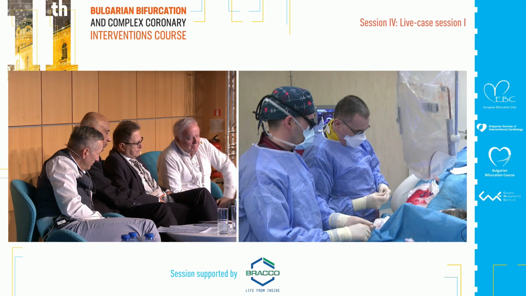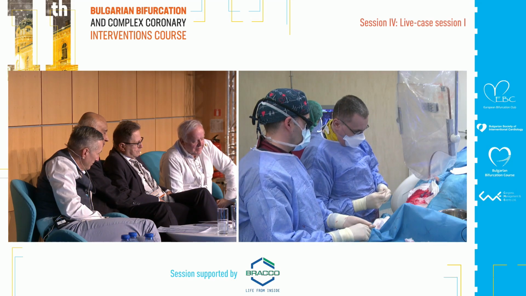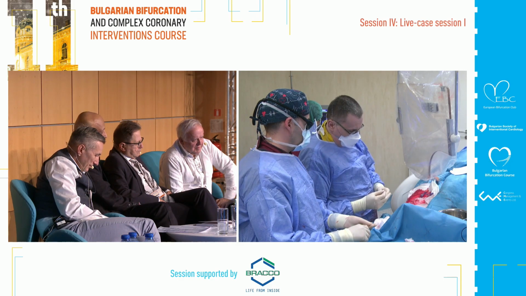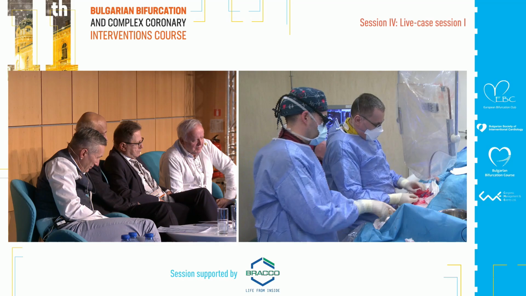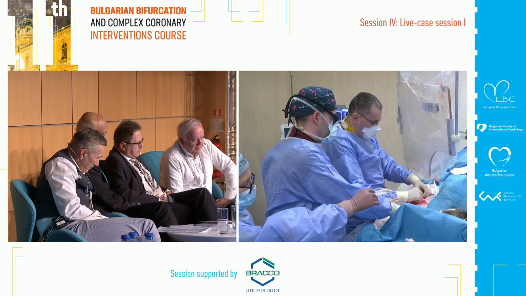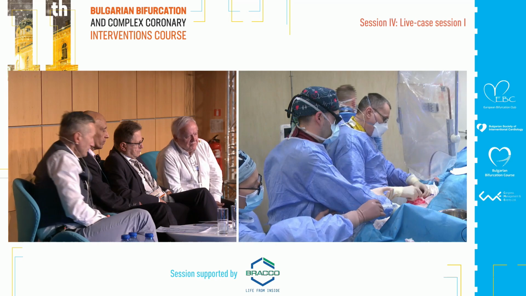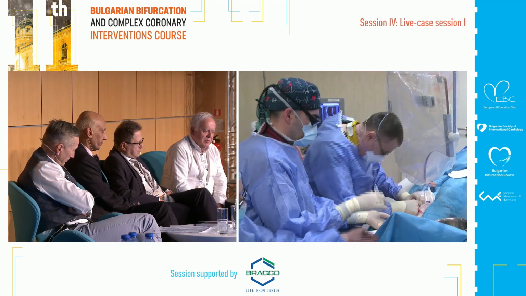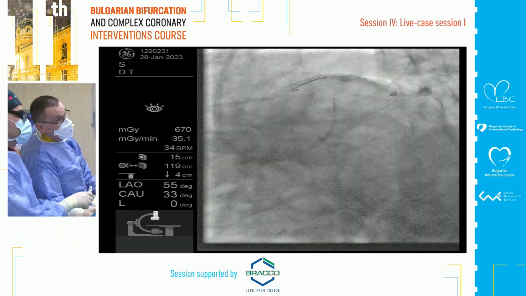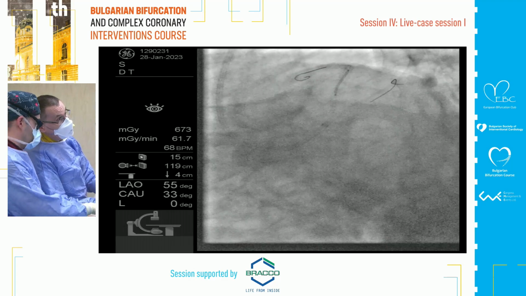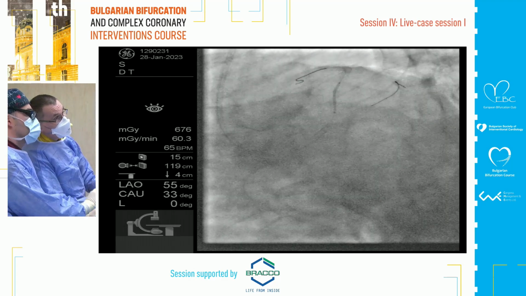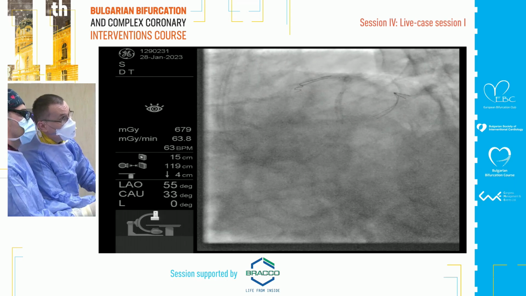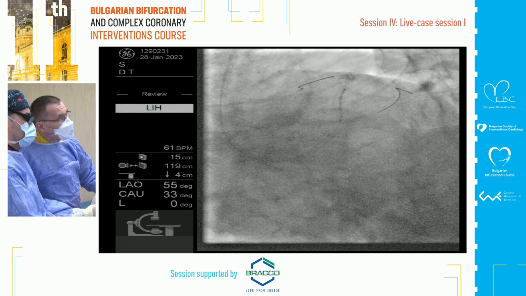We discussed with Akiko here that it is probably the best idea at the moment to place a 3.0 stent. And then I will do IVUS, and we will decide about the post-dilatation depending on the result.